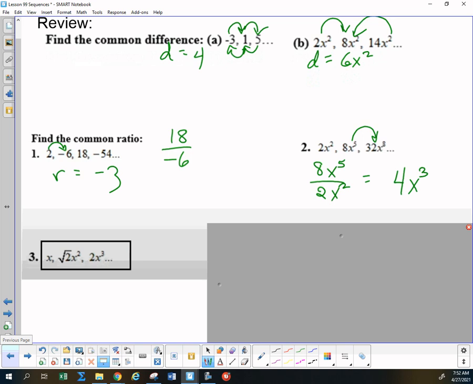Okay, still geometric, it's still finding the common ratio with that. So let's take one and divide it by what's in front of it. Levi, what are you coming up with? So √2 times x is what we think for r right there. And let's see, if we take √2x squared times another √2x, we do get a regular 2 and we get x cubed. So that seems to work there.